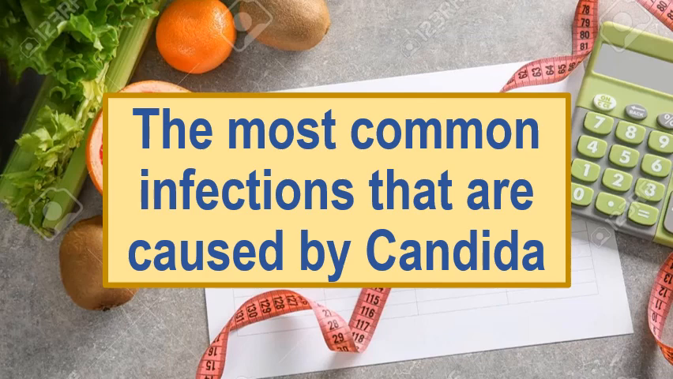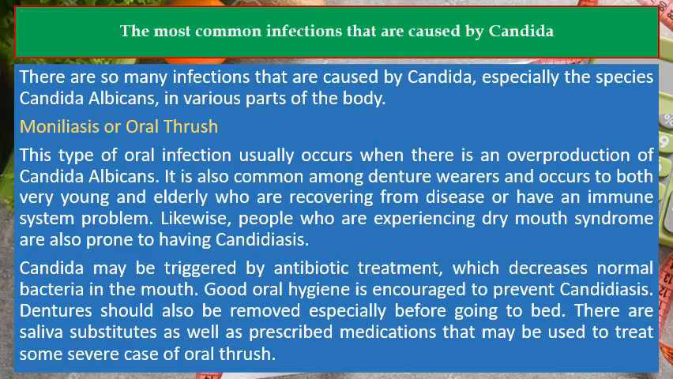The most common infections that are caused by Candida. There are so many infections that are caused by Candida, especially the species Candida albicans, in various parts of the body. Moniliasis or oral thrush. This type of oral infection usually occurs when there is an overproduction of Candida albicans. It is also common among denture wearers and occurs to both very young and elderly who are recovering from disease or have an immune system problem.